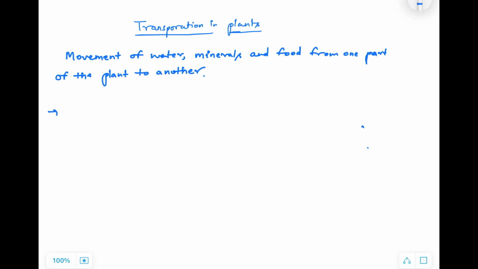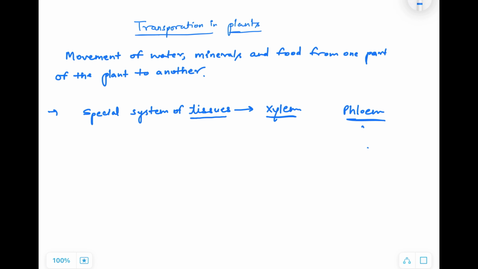Unlike animals, plants do not have a heart or blood. So they have a special system of tissues for transport, that are xylem and phloem. And we know what tissues are? A group of cells that are similar in structure and perform the same functions. Okay? So plants have two types of tissues that help in transportation. They are xylem and phloem.